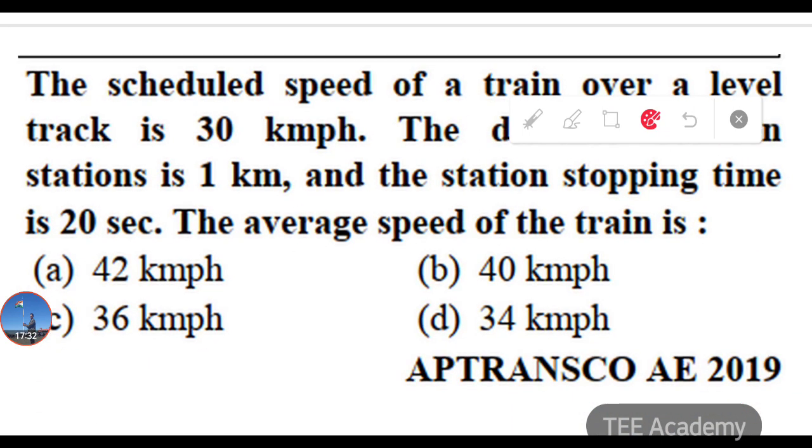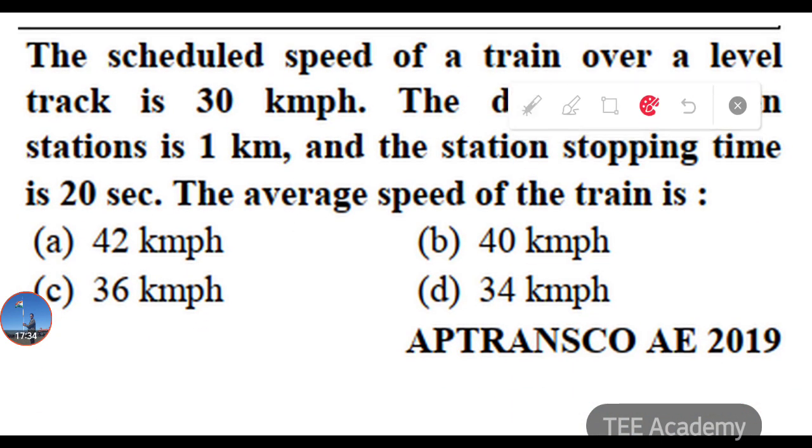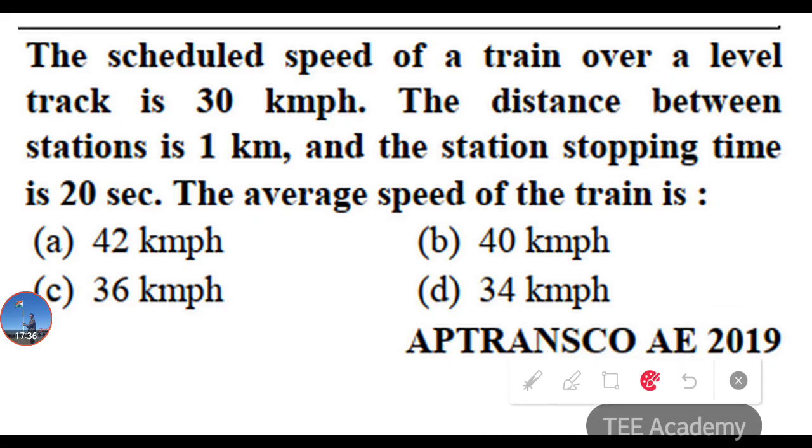And this question is from the utilization of electrical energy. Okay, so let me tag it here. UEE question here. The scheduled speed of a train over a level track is 30 kilometers per hour. The distance between the stations or stops, we can say, is 1 kilometer, and the station stopping time is 20 seconds. The average speed of the train is?